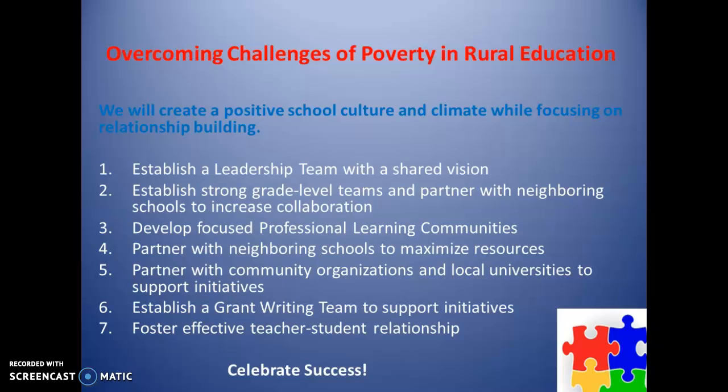Number 4, we want to partner with neighboring schools to maximize resources. We want to partner with community organizations and local universities to support our initiatives. And we also want to establish a grant writing team to support initiatives. There are many grants available specifically for rural schools. So we want to collaborate with our other neighboring rural schools and possibly apply for those grants, not as one school, but as 2 or 3 schools in order to maximize our resources.